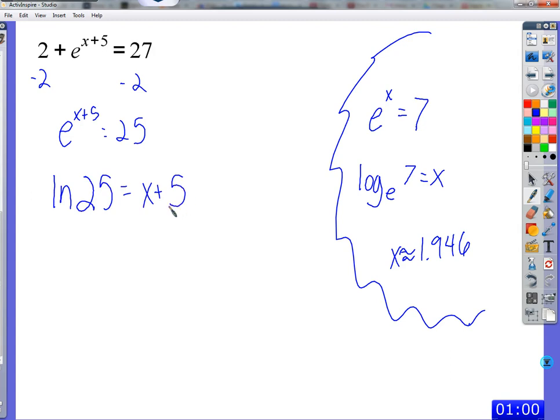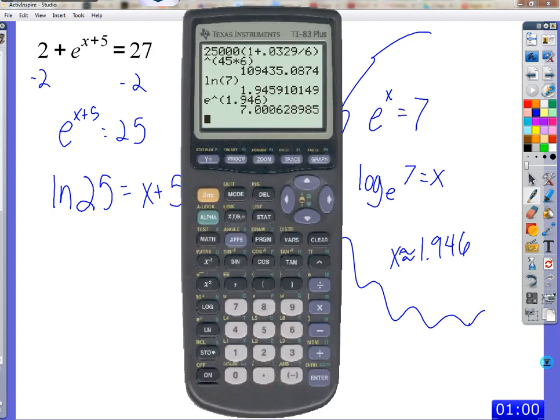We can get our calculator to tell us that. Then how do we find x? Subtract 5 from both sides to get x by itself. So here's the calculator: natural log, 25, close that parentheses, minus 5, negative 1.781.